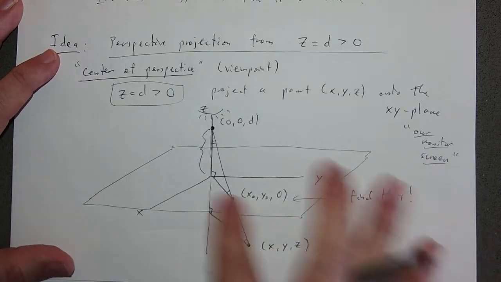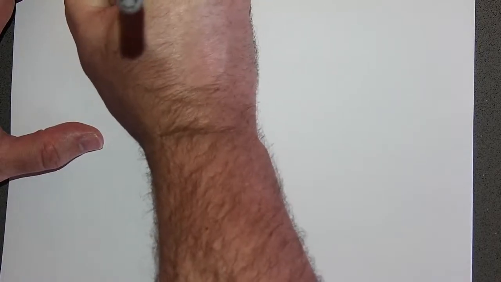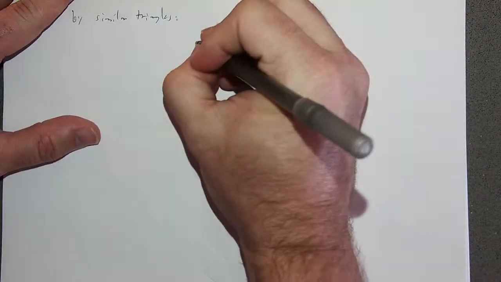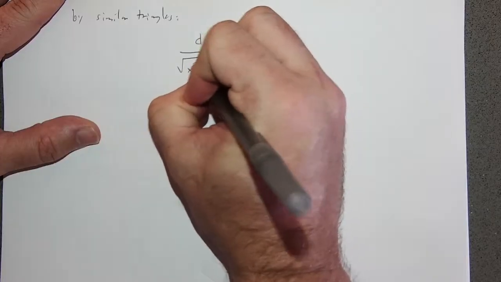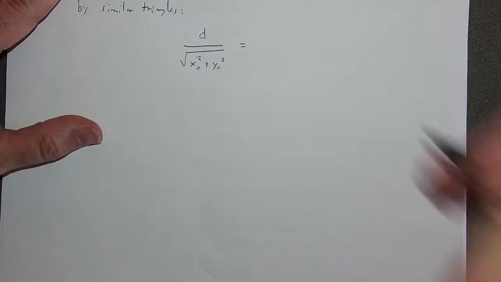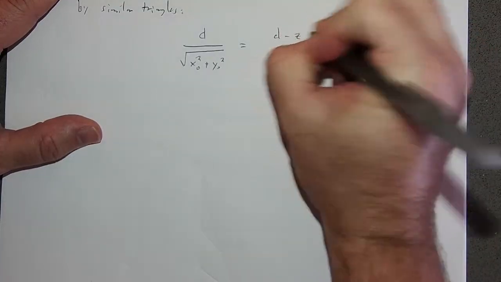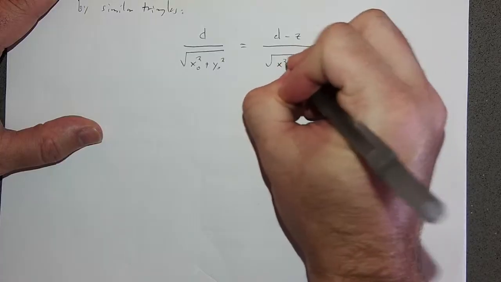what do I get out of this? I can form the following corresponding ratios that have to be equal. So by similar triangles, d over the square root of x naught squared plus y naught squared has to be equal to d minus z over the square root of x squared plus y squared.